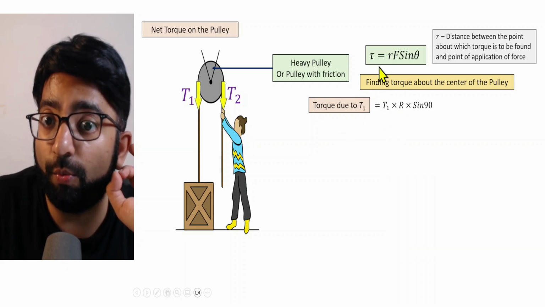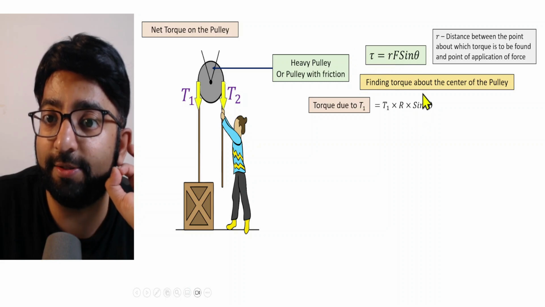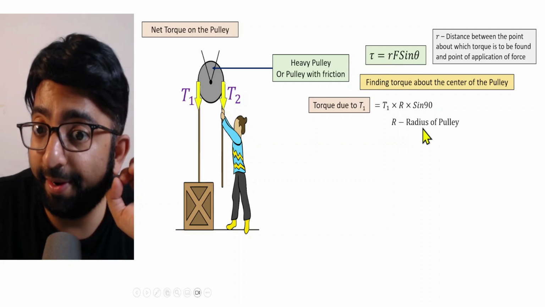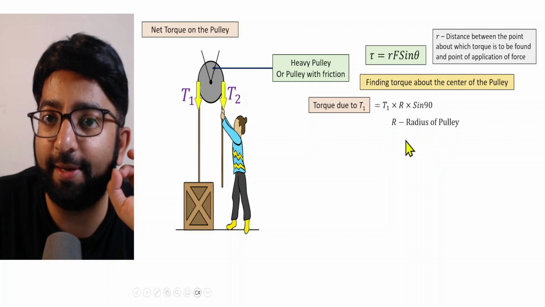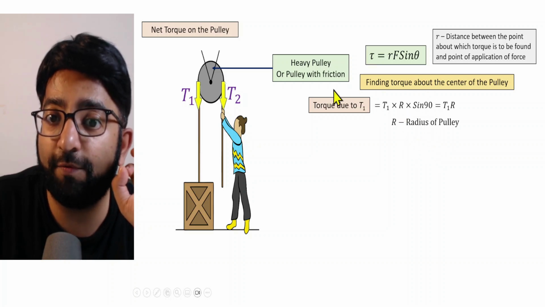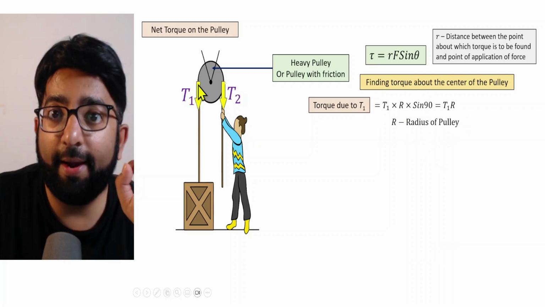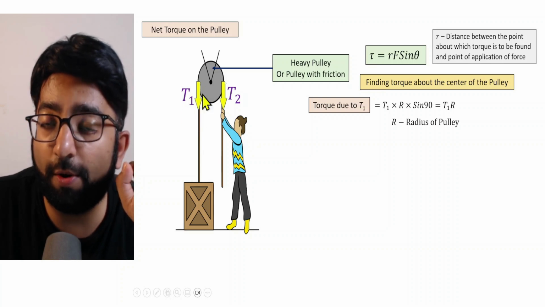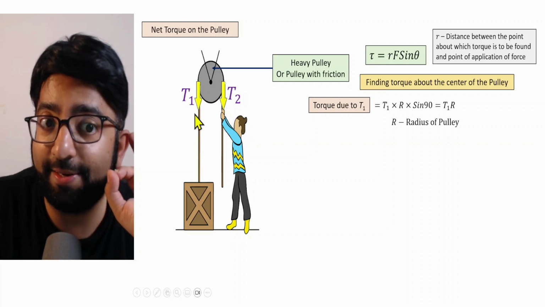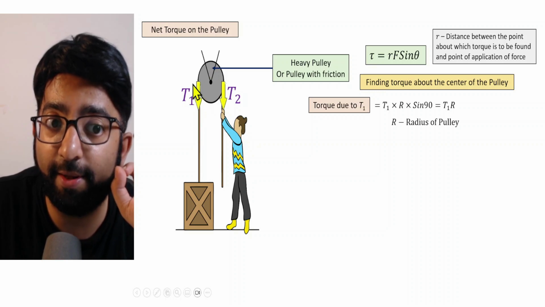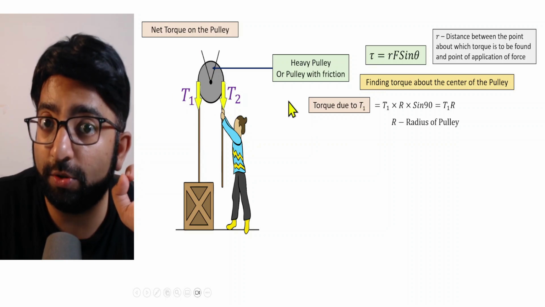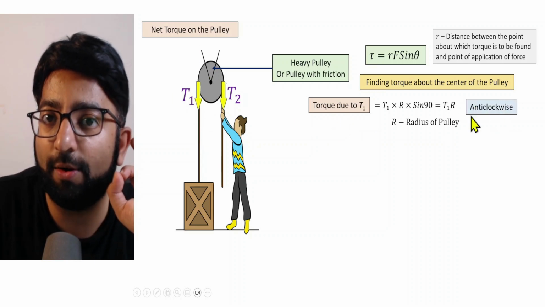That is the value of R which we need, and the value of angle is 90. So sine 90, R is the radius of the pulley. The value of sine 90 is 1, and we get the value of torque as T1 into R. And what will be the direction of this torque due to T1? Now, T1 has a tendency to rotate the wheel in an anti-clockwise fashion. So, the torque due to T1 will be anti-clockwise.